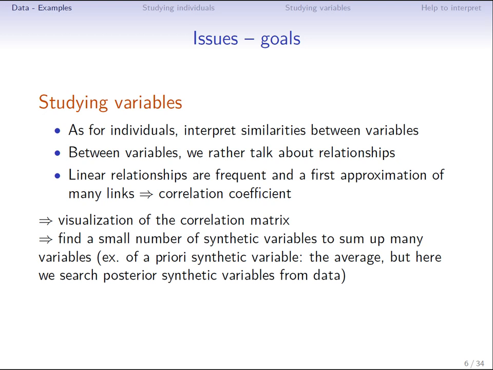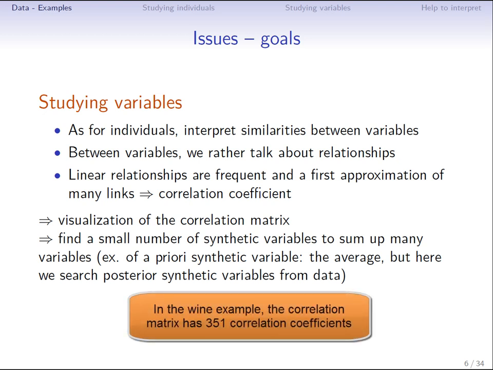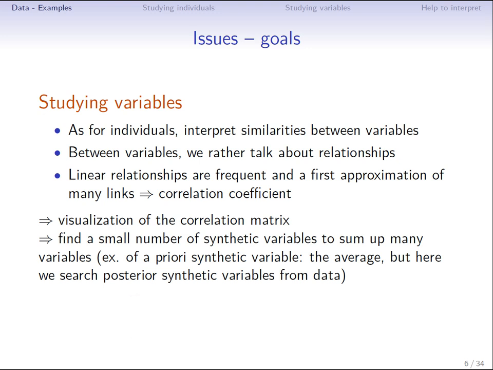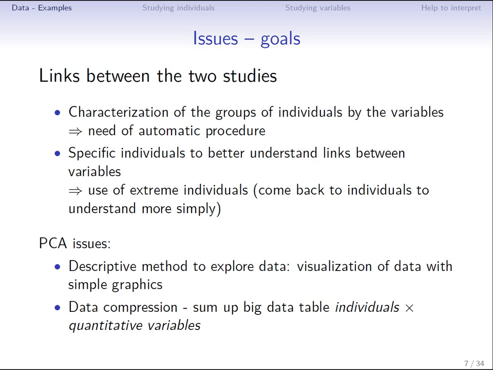In the example, the correlation matrix brings together the 351 correlation coefficients, so grouping the variables from the correlation matrix is very tedious. The average is a synthetic variable, but this indicator is defined a priori. Here, we want to define an indicator from the data, so a posteriori. So obviously, since we work on the same data table that can be seen by rows or by columns, there exists a link between these two studies. So studying jointly the individuals and the variables can only reinforce their respective interpretations.